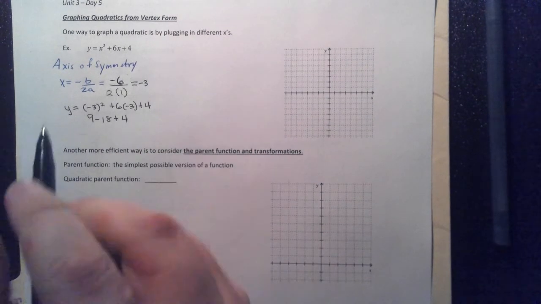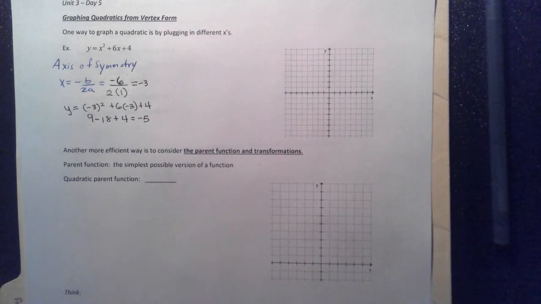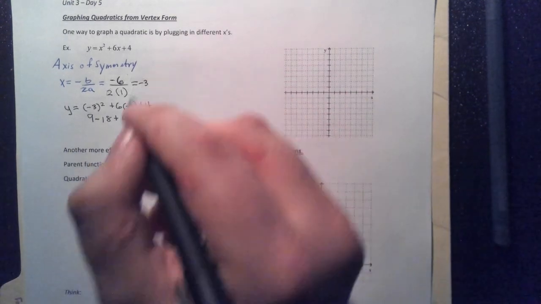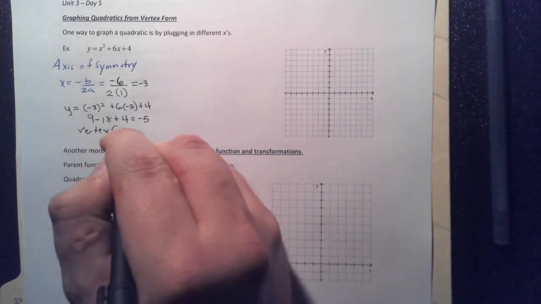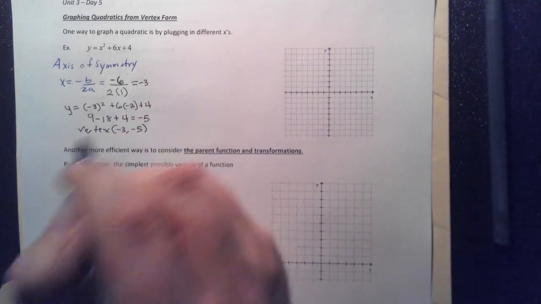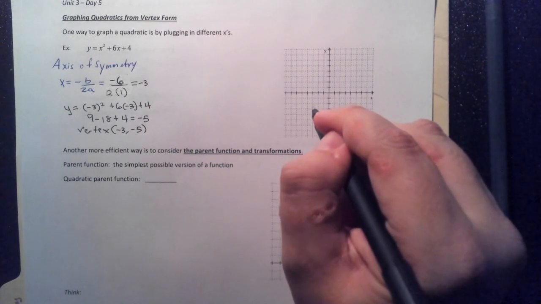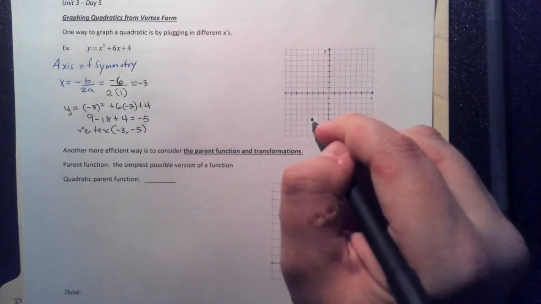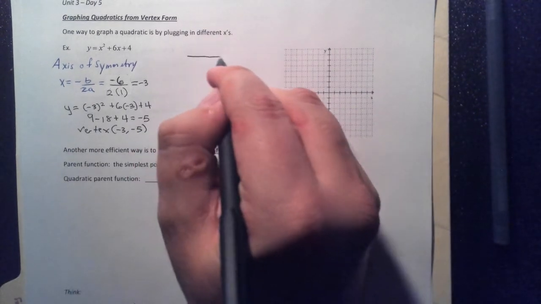And if I do that, I now have -9 plus 4, which is -5. All right, so I can see my vertex is at -3, -5. I can go ahead and plot that on my grid right here. There's -3, -5. Now, of course, 1 point is never going to be sufficient.